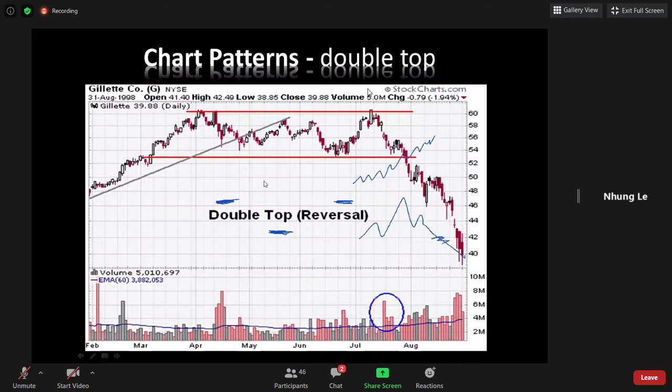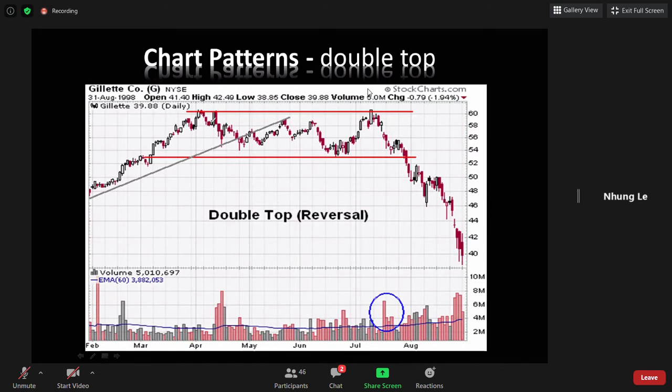And another one, they call this the double top. For the double top, they say that whenever the stock price reaches the top, this resistance level, 2 times, and after that it falls, I mean that it falls to break the supporting level for 2 times, the stock price will go down. That's why we call it double top.